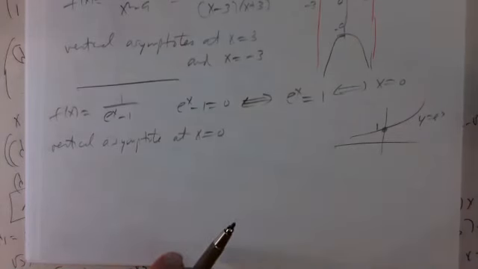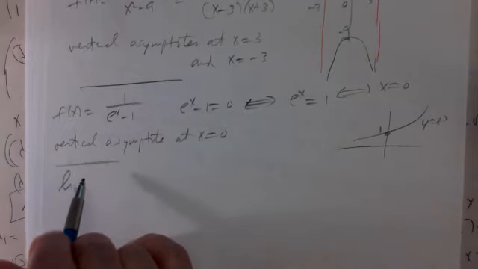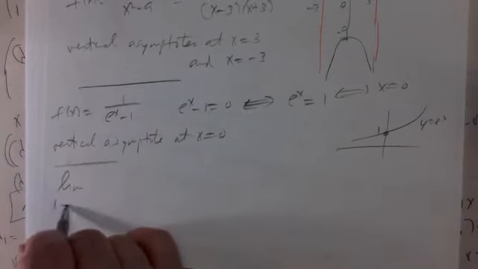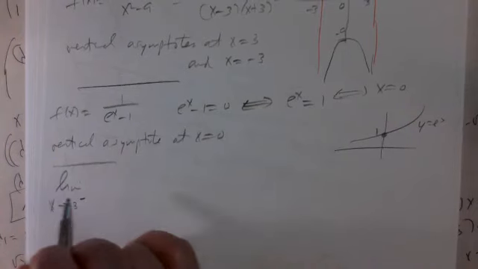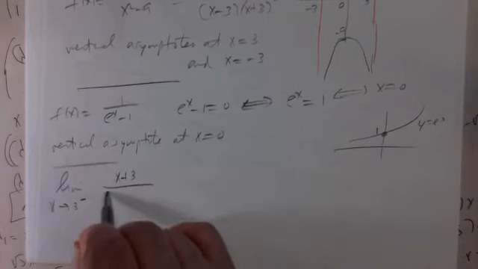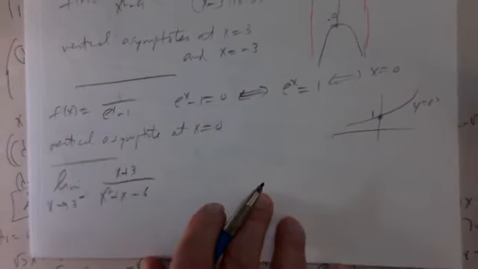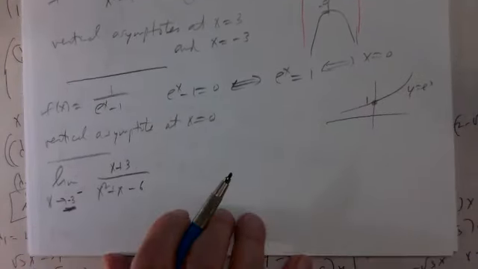Any questions about that? Suppose I want to know what is the limit as x approaches 3 from the left of the function x plus 3 over x squared plus x minus 6. Sorry, make this negative 3, as x approaches minus 3 from the left.